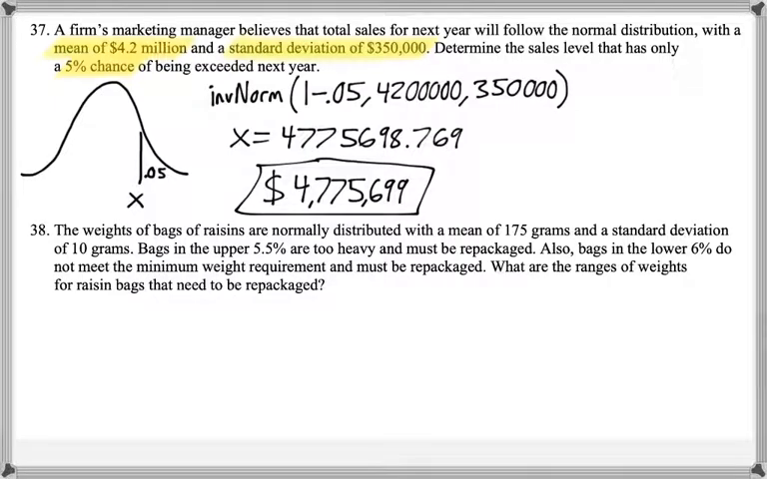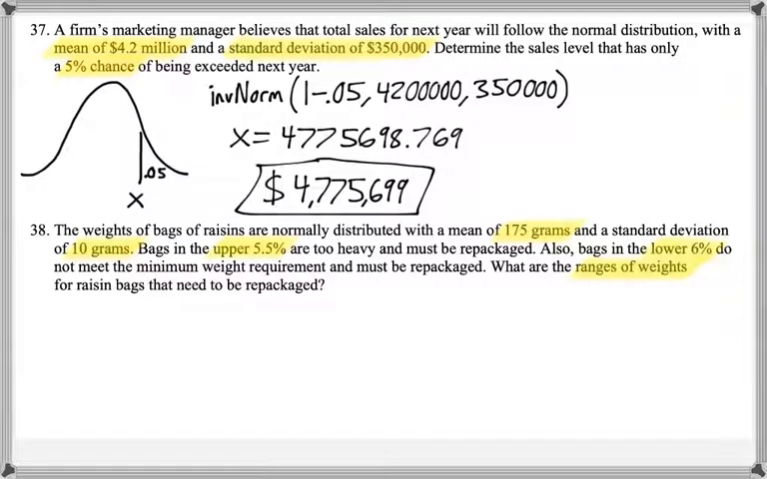The weights of bags of raisins are normally distributed with a mean of 175 grams and a standard deviation of 10 grams. Bags in the upper 5.5% are too heavy and must be repackaged. Also, bags in the lower 6% do not meet the minimum weight requirements and must be repackaged. What are the ranges of weights for raisin bags that need to be repackaged?